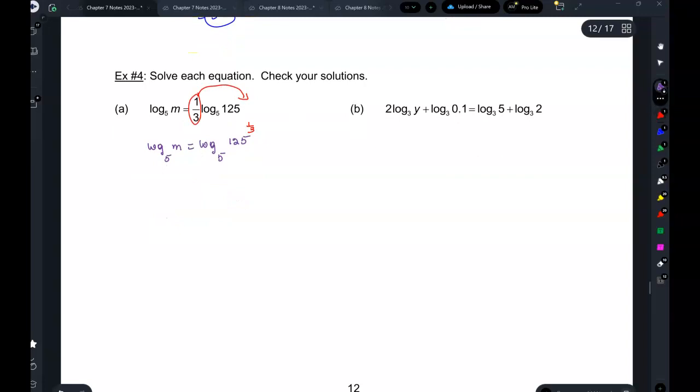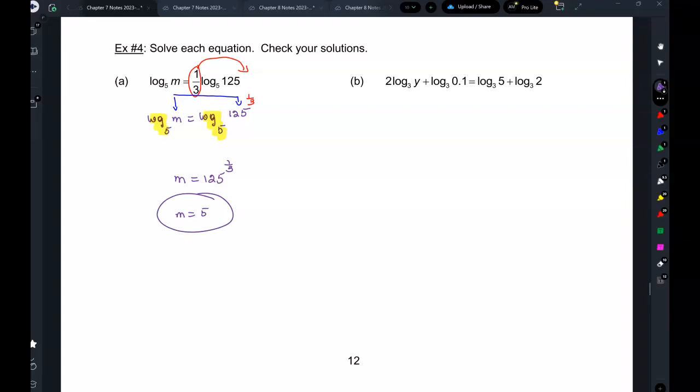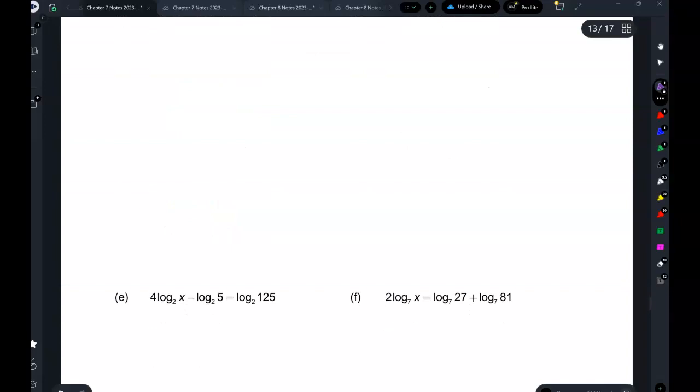So now, take a look at what I have here. Log base 5, log base 5. They're identical. When they're identical, what do I do with the insides? Set them equal to each other. So I have m equal to 125 to the power of 1/3. You can plug that in your calculator and get m equals 5. Okay? So the logs cancel out.